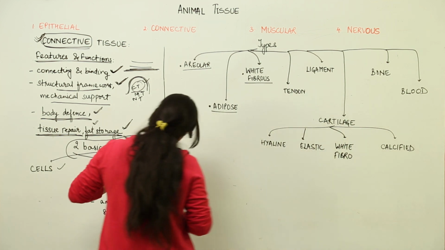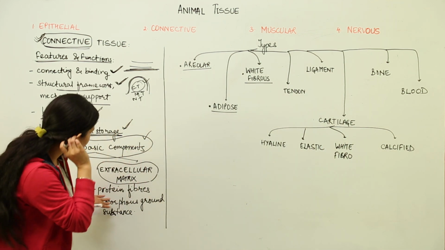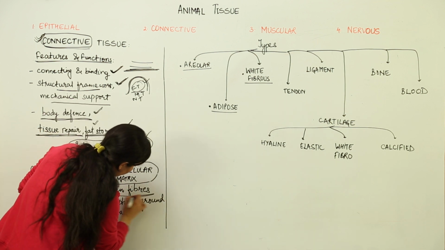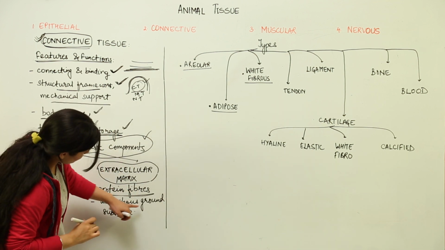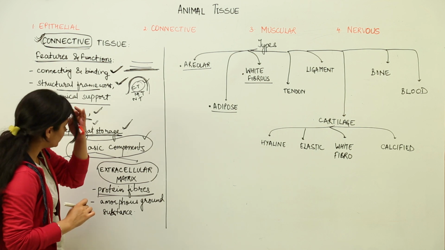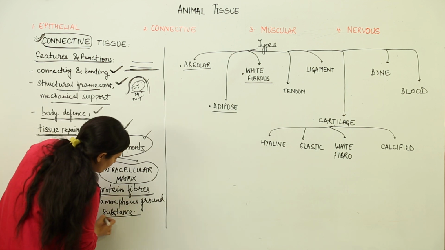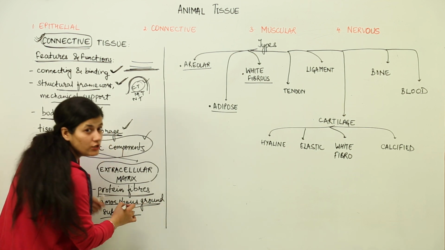Now what is this extracellular matrix made up of? It is made up of protein fibers. It is made up of amorphous ground substance, which is further made up of glycoproteins or glycosaminoglycans.